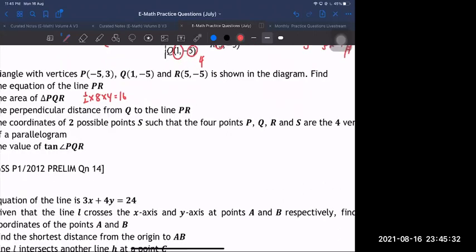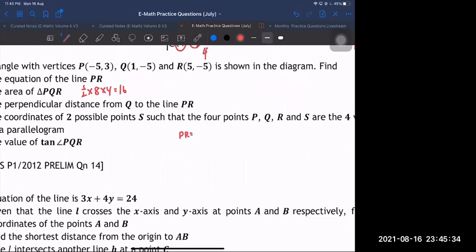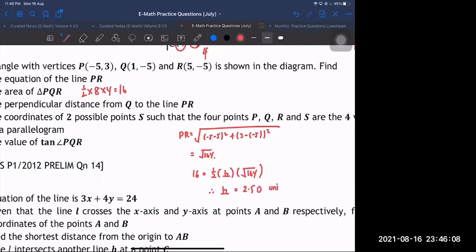So PR is equal to what length? It equals the square root of (-5 minus 5) squared plus (3 minus -5) squared, and this is actually root 164. So what's the area? We know that 16 equals half times the perpendicular distance multiplied by root 164. Therefore, the perpendicular distance is 2.50 units. This is a very common method.